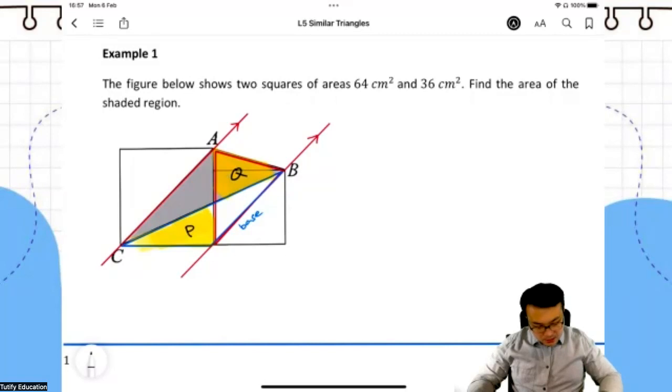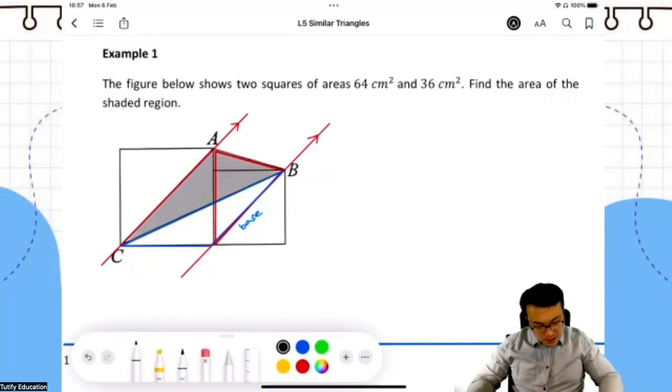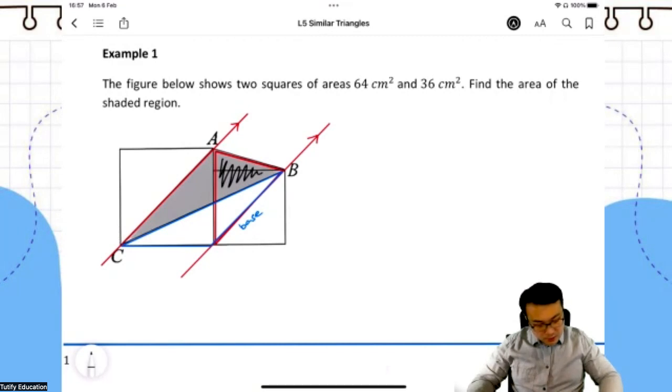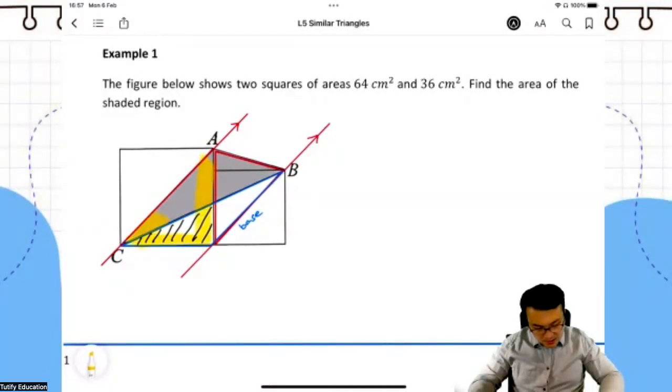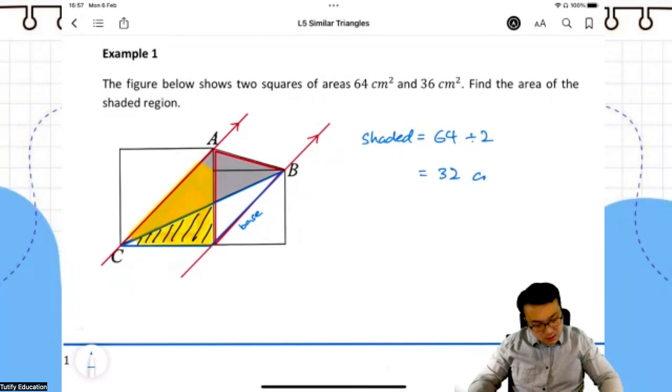Why? Because if you can see, the area P equals the area Q, right? So what we're going to do is this. We are going to bring this shaded area and move it into this area. Okay? So this becomes the shaded area now. So we are effectively just trying to find half of the square. Yes? We are just trying to find half of the square. So we can say that the shaded area is the big square divided by 2, which is, there you go.